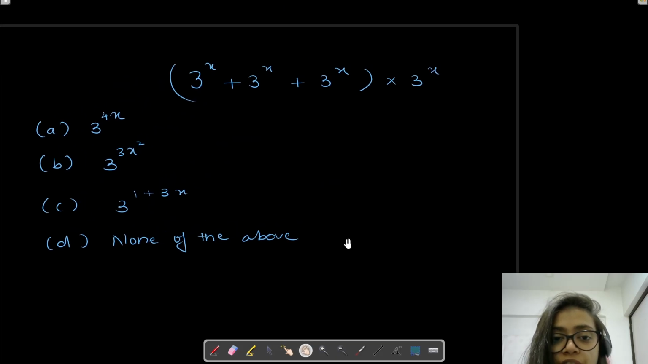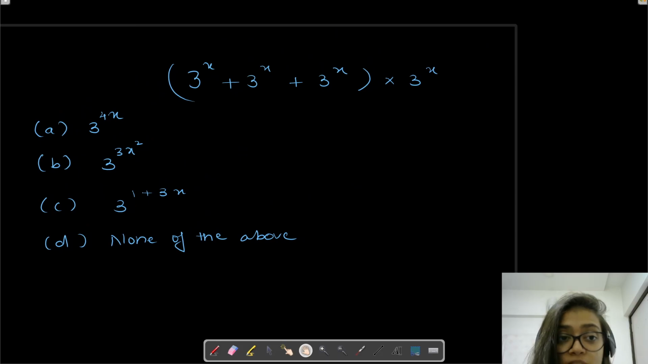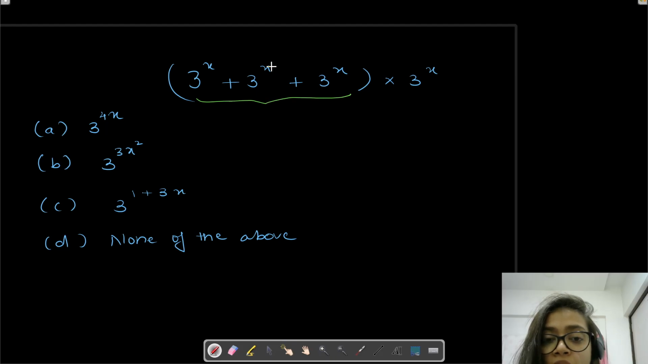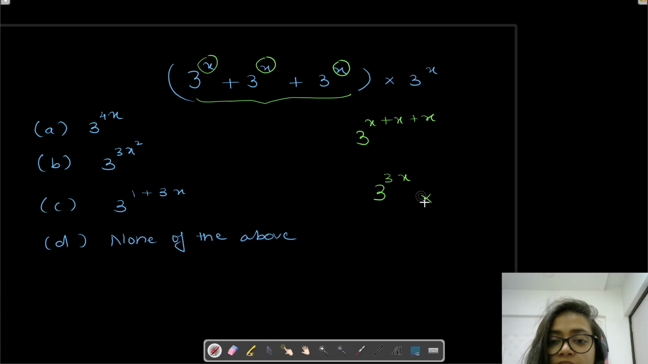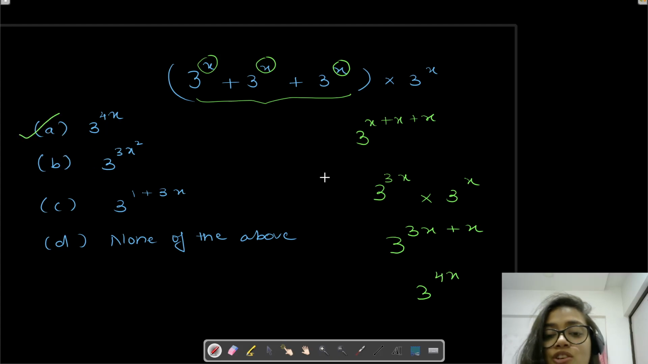Okay, let's see what we have here. So we have 3 raised to x plus 3 raised to x plus 3 raised to x. What mistake are most of the students going to make in this question? Most of the students are going to add the exponents. They will say, okay, let me add x, x, and x. So they'll do 3 raised to x plus x plus x, and they'll get 3 raised to 3x, and you have 3 raised to x. This is the mistake that most of the students will make, and then they will give the answer as 3 raised to 3x plus x, 3 raised to 4x, and they will select option A, which is wrong.